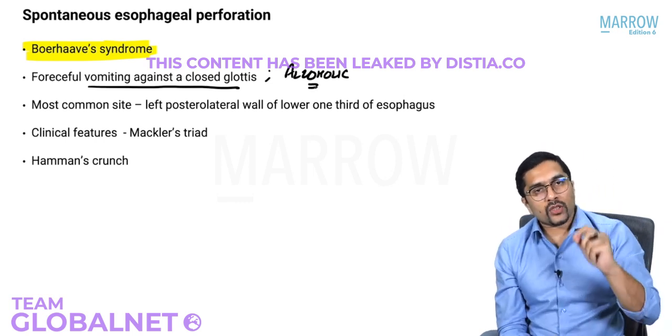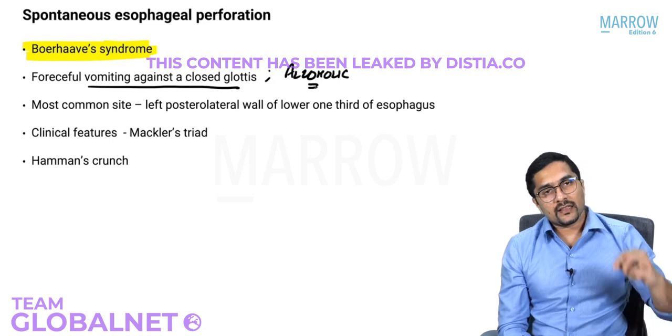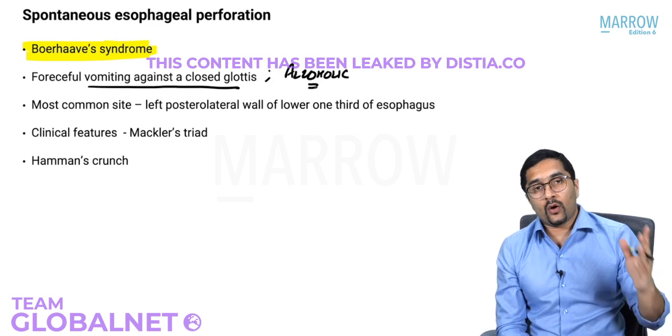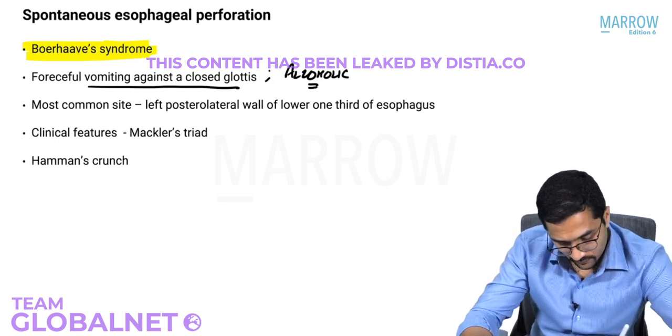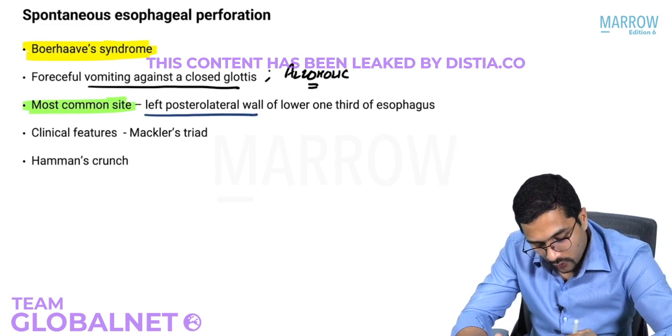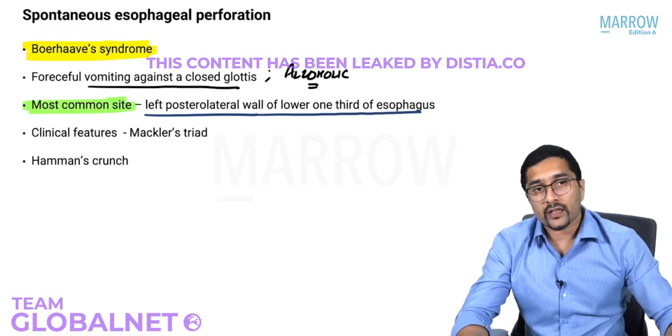And what is the most common site where this perforation occurs? This has also been asked. It is the left posterolateral wall of the lower 1/3. So this is very important. It is the left posterolateral wall of the lower 1/3 of the esophagus.